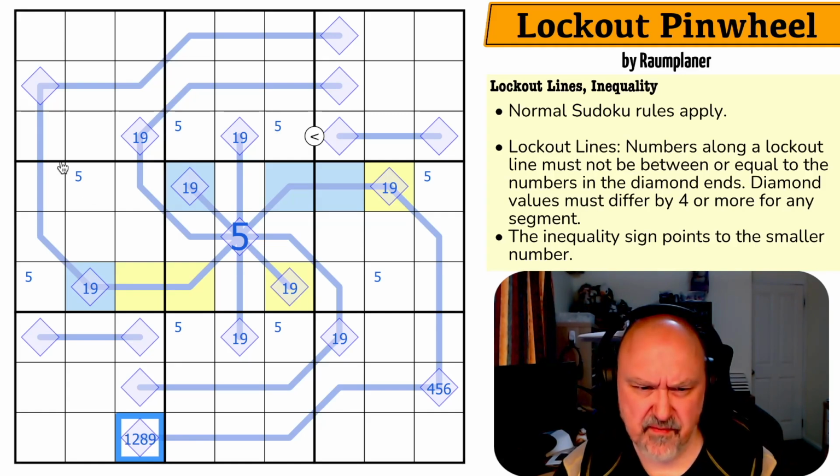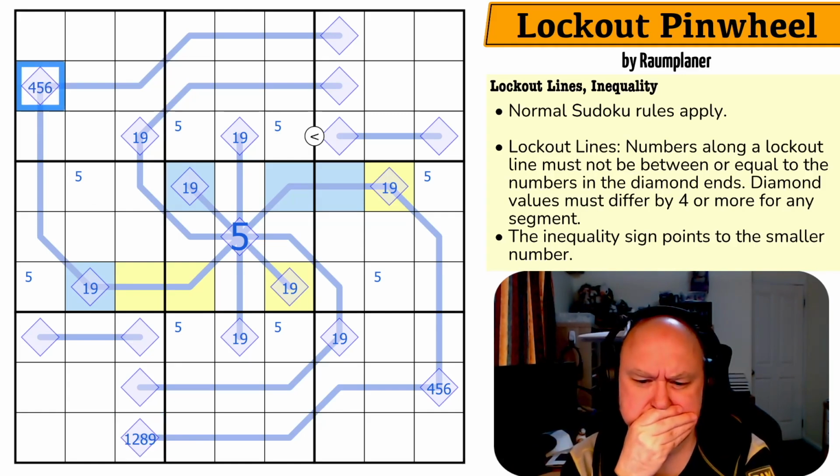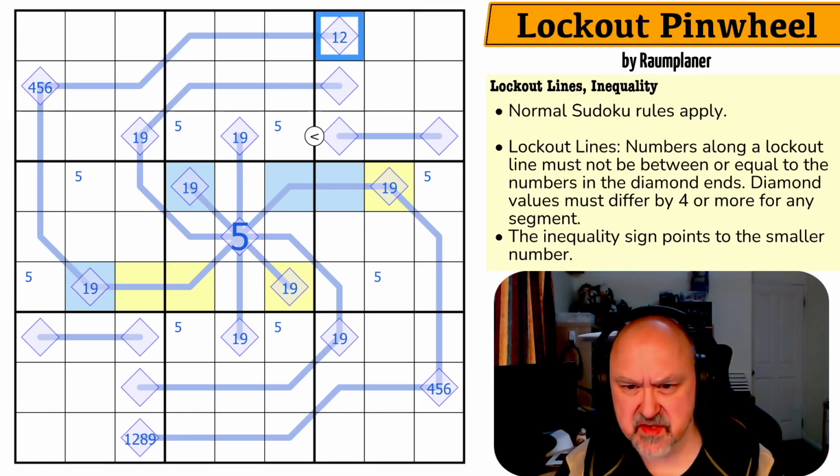So this is 4, 5, or 6 for sure. Now, if this is 3, yeah, 3 doesn't work. 3 is too close to all of those. So this is 1, 2, 8, 9.